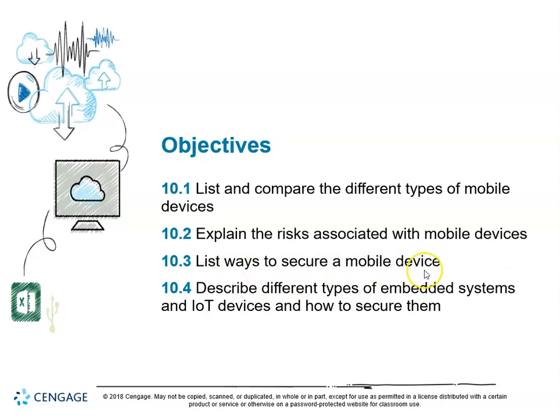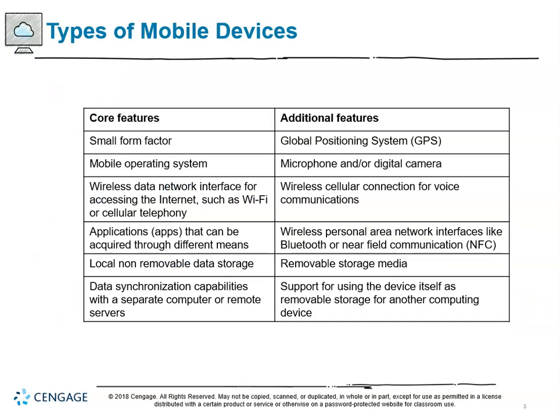List ways to secure a mobile device. The sim that you do this week on MindTap will help you do this in the example of an Android phone. And then lastly, describe the different types of embedded systems and Internet of Things, or IoT devices, and how to secure them. So let's take a look at the types of mobile devices.